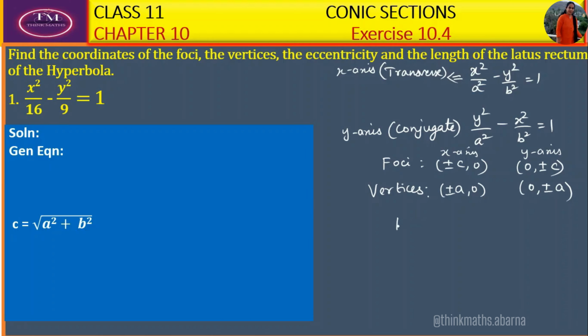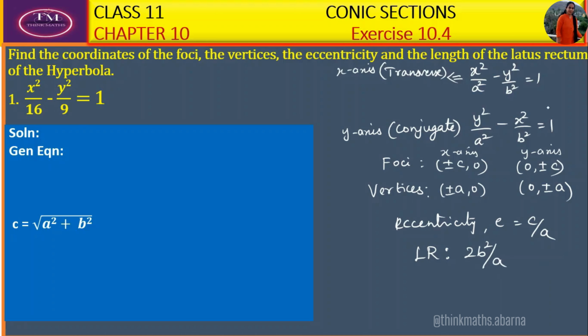Next, we have to find eccentricity. Eccentricity is denoted by e. So, e is nothing but c by a. We know c, we know a, so we can find eccentricity. Last one is latus rectum. Latus rectum is nothing but 2b square by a.